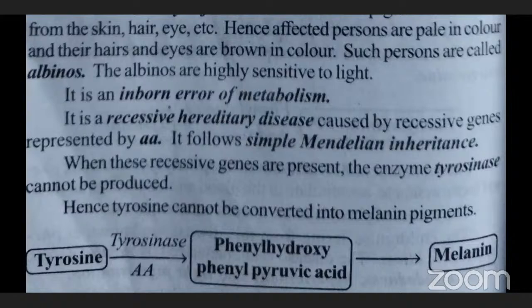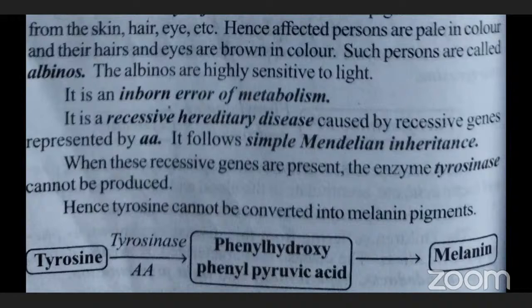This is a recessive hereditary disease caused by the recessive genes, represented by aa. Albinism is caused by these recessive genes. When the recessive genes are present, the enzyme tyrosinase cannot be produced. Hence, the tyrosine cannot convert into the melanin pigment. Normally the tyrosine will be there. You can see the flow chart. Normally the tyrosine is present.